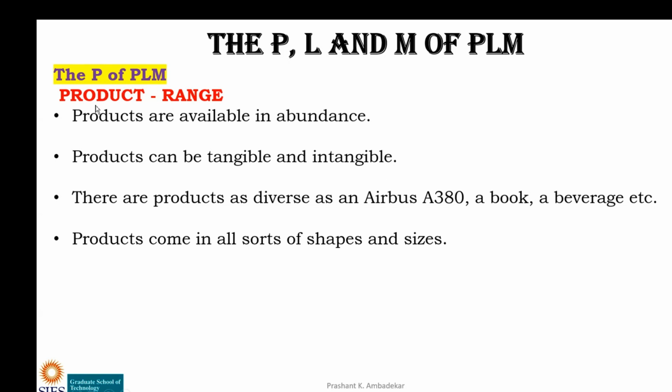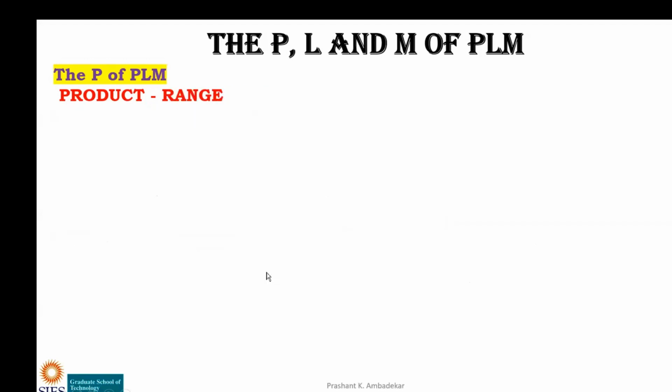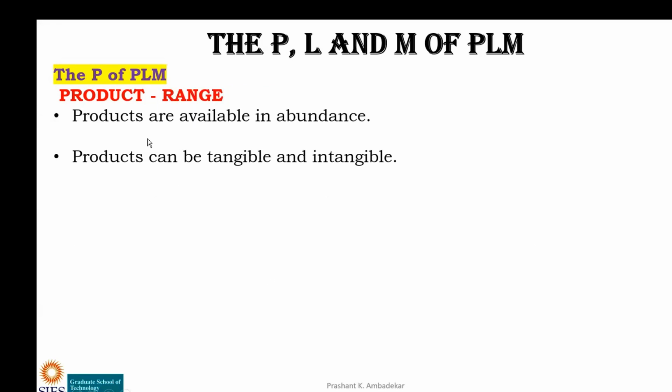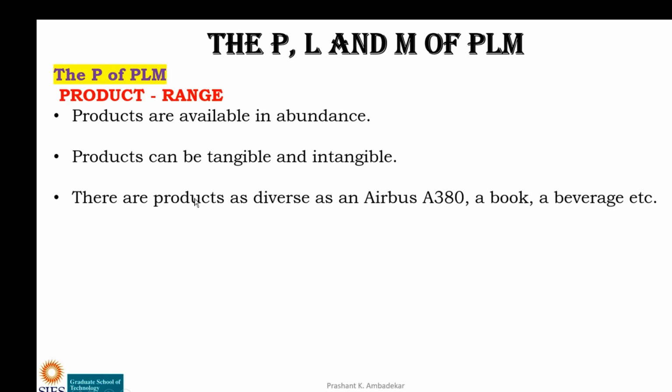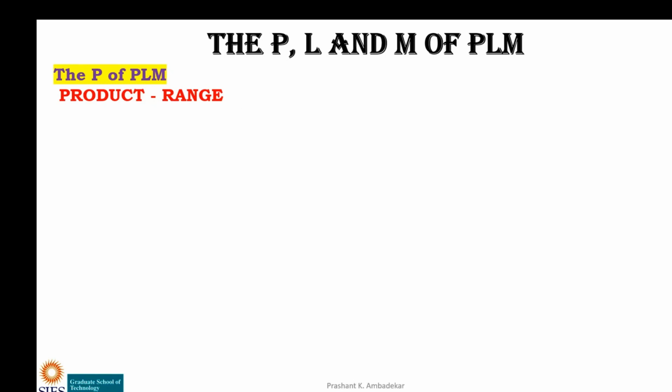So I'm talking about the product. What are the various ranges in the product? Here you have to talk about what the various important factors are when you talk about a product. What is its importance? Why is a product important? Now here I am talking about the various range of products. I told you products are available, so many products are there. Products are tangible and intangible. Then they can be of various range, ranging from huge to small products. They are available in different sizes and shapes. A product can also be a service. I told you a product is a service also.